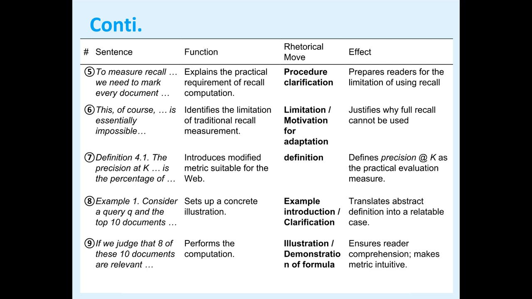Step 1 is limitation. Sentence 5 explains the practical requirement of recall, which prepares the reader. Sentence 6 formally identifies the limitation, which justifies why full recall cannot be used. Step 2 is adaptation. Sentence 7 introduces the modified metric of precision at K through its definition. Step 3 is clarification. Sentence 8 sets up a concrete illustration, which is the example introduction. Sentence 9 then performs the computation, ensuring that the abstract formula is translated into an intuitive metric.